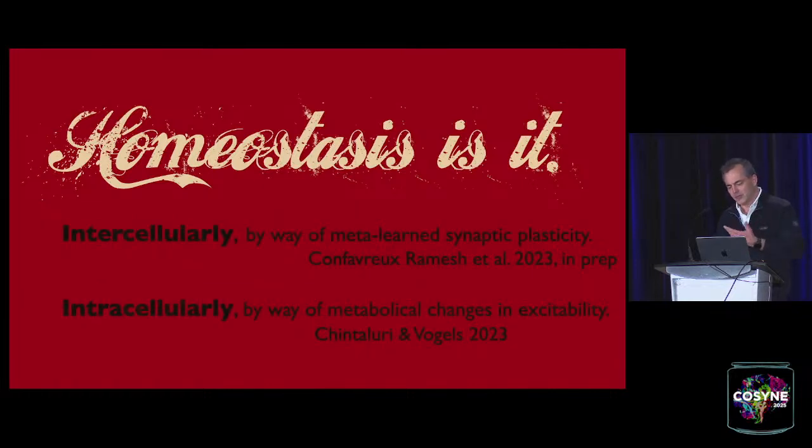So I'll talk about two of these ways of keeping yourself happy internally. One by way of an intercellular mechanism, by way of synaptic plasticity, meta-learned plasticity specifically, and the other one, an intracellular mechanism by way of metabolic control of neural excitability. That's 3 papers, 2 for the first one and 1 for the other one. One of them is not published.